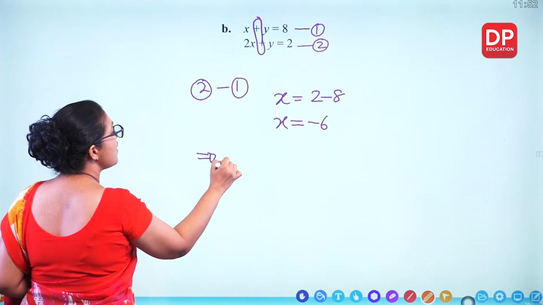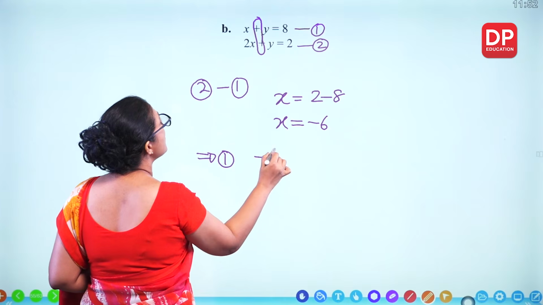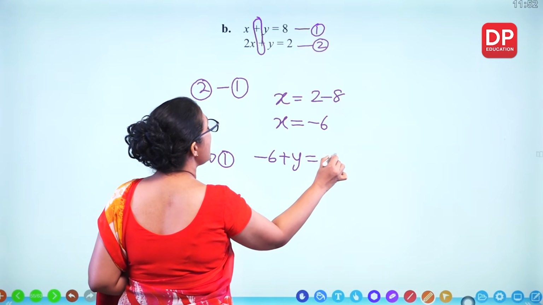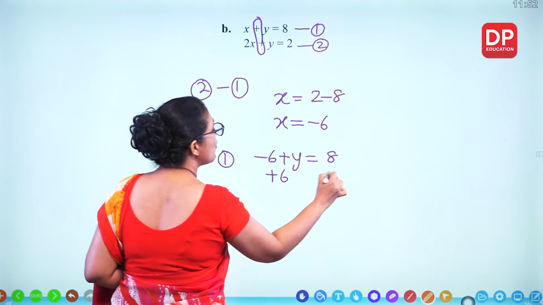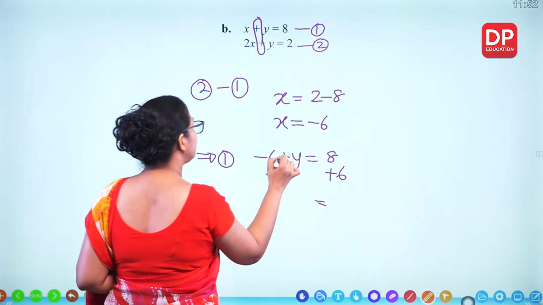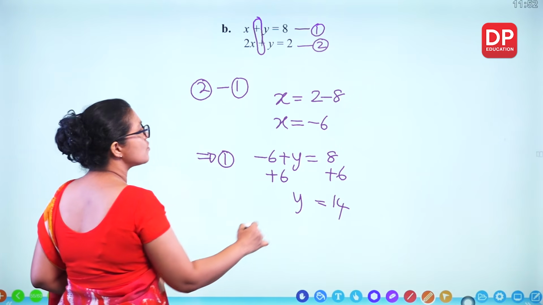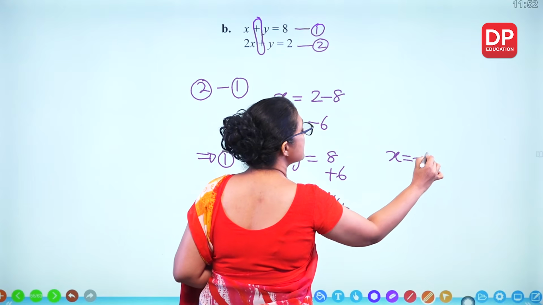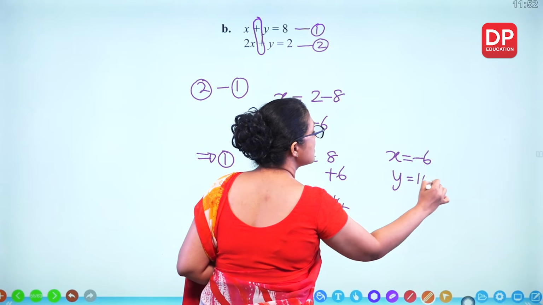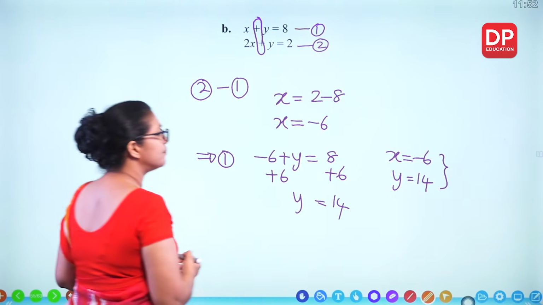Take one of the equations and substitute. Minus 6 plus y equals 8. Add 6 to both sides. You get y equals 14. So x equals minus 6, y equals 14.